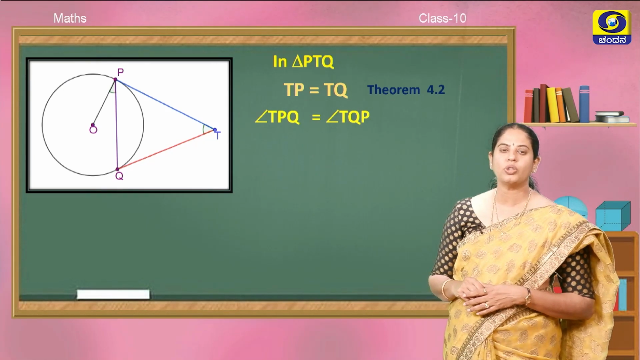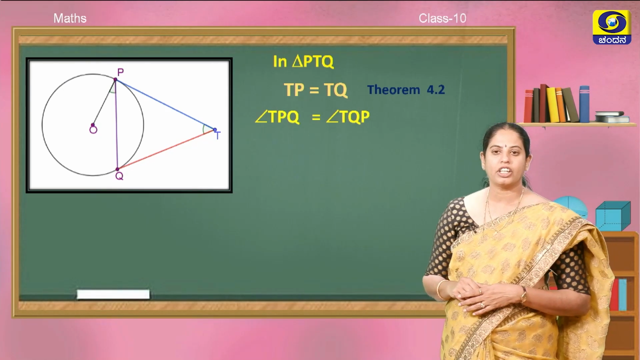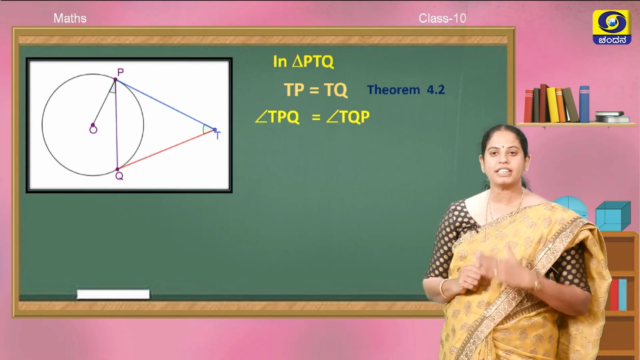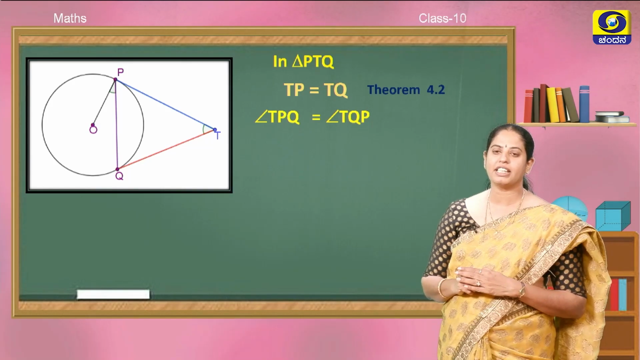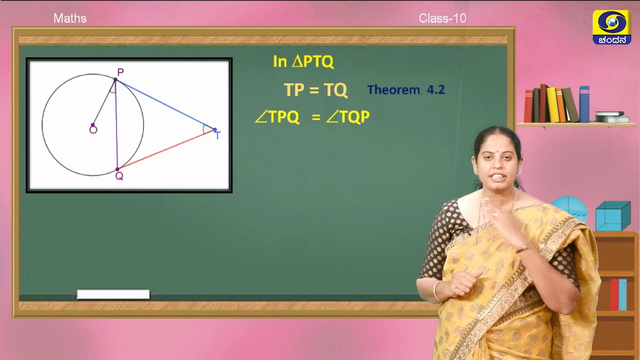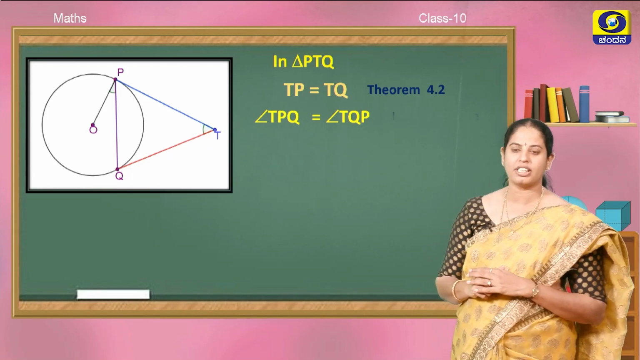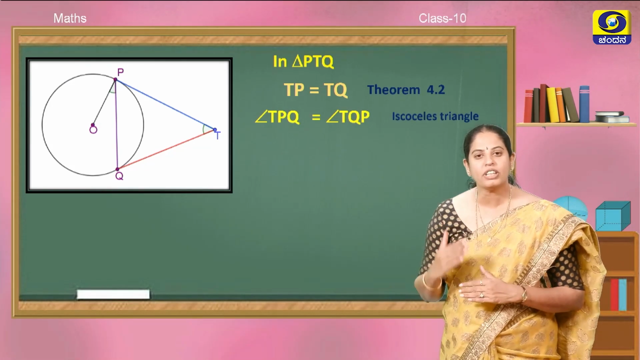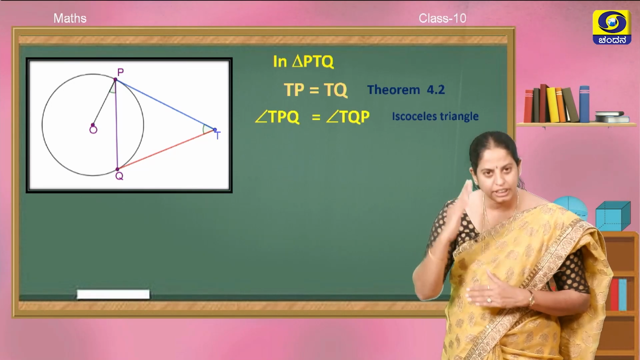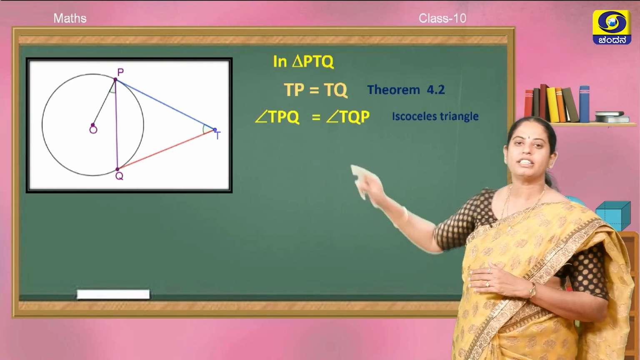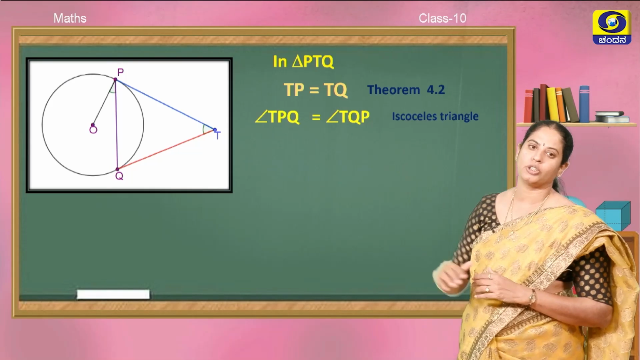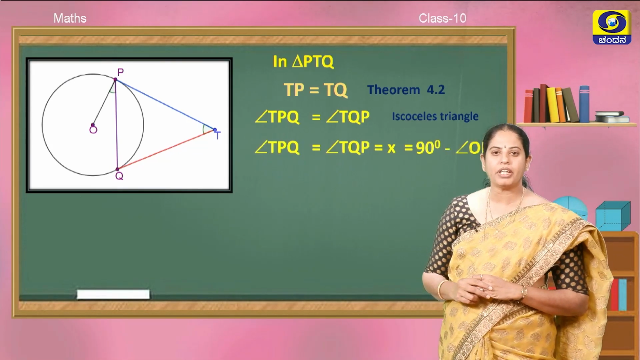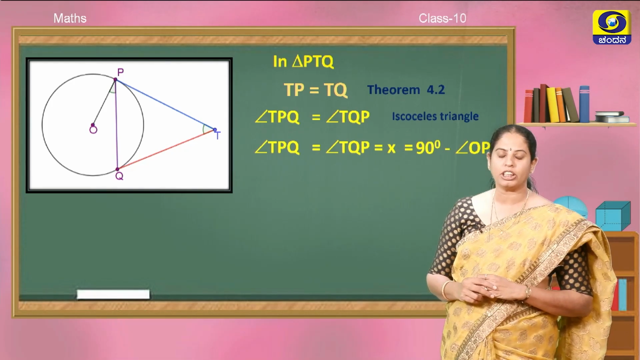Why are those two angles equal? Recall the properties of types of triangles. If two sides are equal, we call the triangle an isosceles triangle. In an isosceles triangle, the angles opposite to the equal sides are also equal, correct? So, hence angle TPQ equals angle TQP.